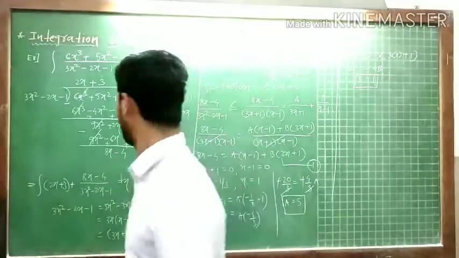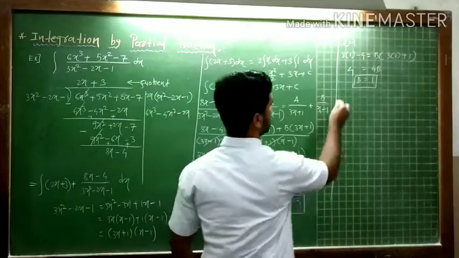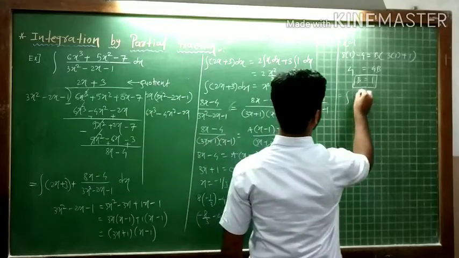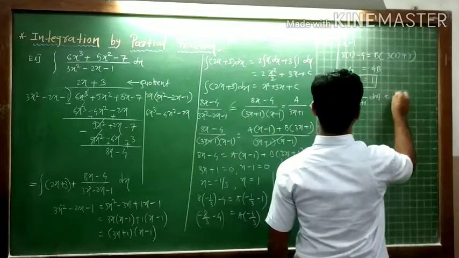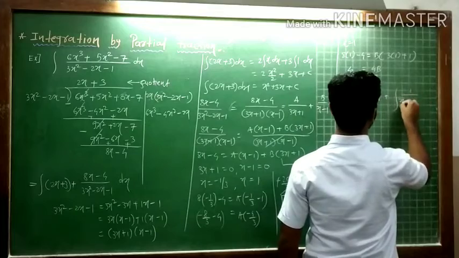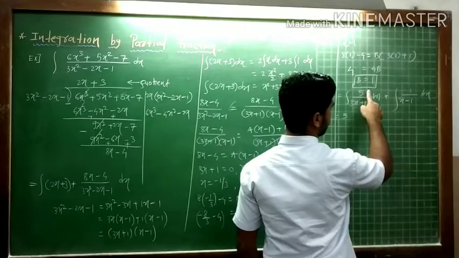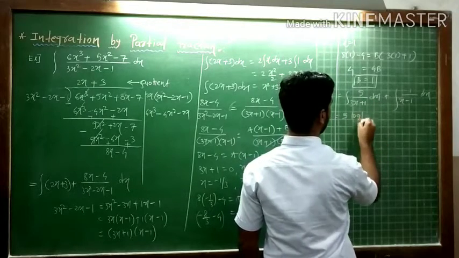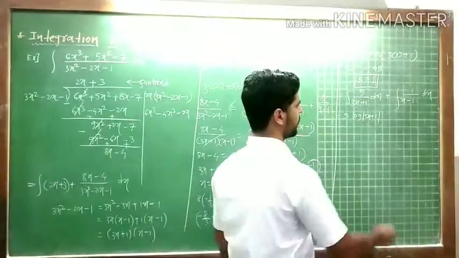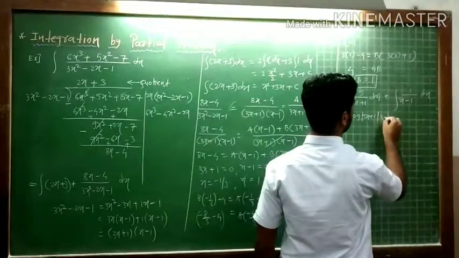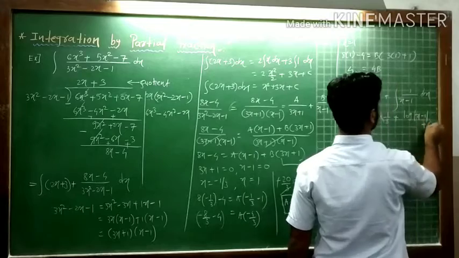Once you get A and B, you can easily integrate this term. A and B we got, so put those in. A was 5, so 5 by the first factor, 3x plus 1, dx, plus B, and B is 1, so plus 1 upon x minus 1, dx. Now for their integration, 5 is a constant outside. The integration of 1 upon 3x plus 1 is log of 3x plus 1, but don't forget to multiply by the inverse of the coefficient of x. The coefficient of x is 3, so the factor is 1 by 3. Plus the integration of 1 upon x minus 1 is log of x minus 1, plus c.